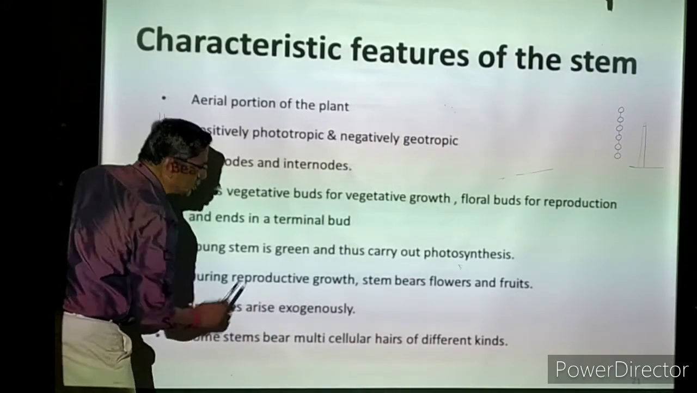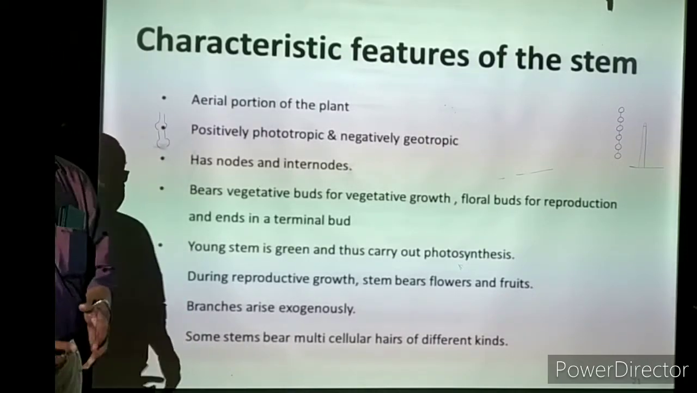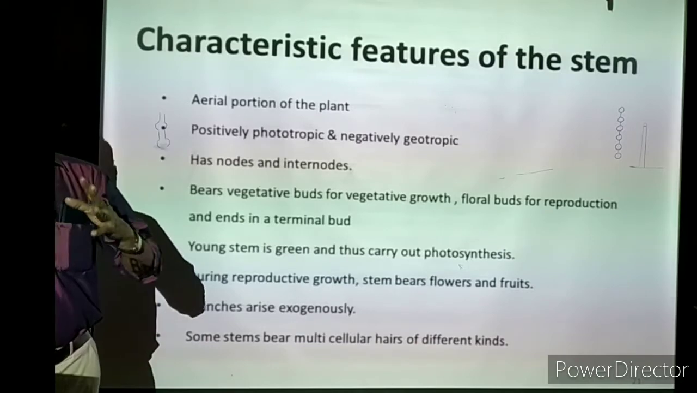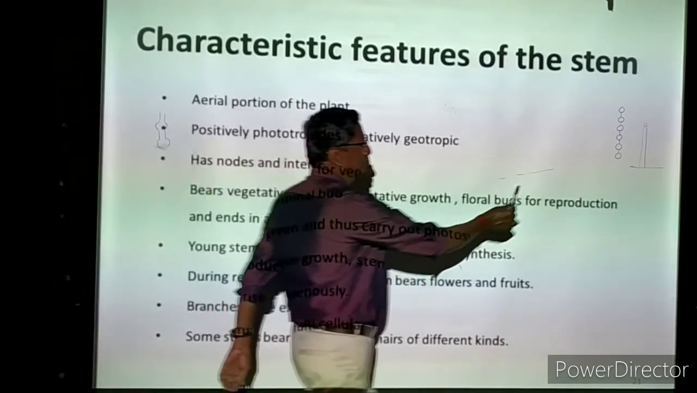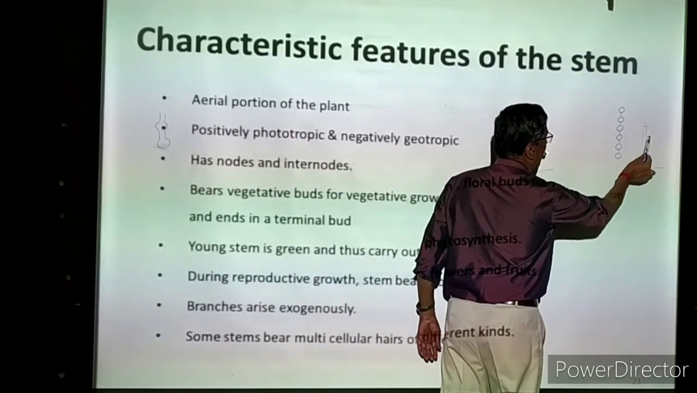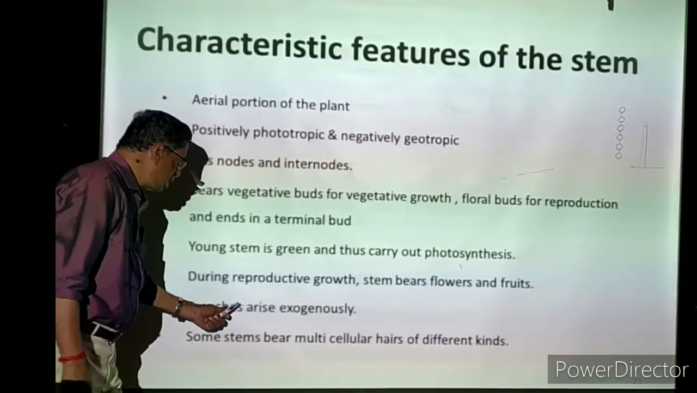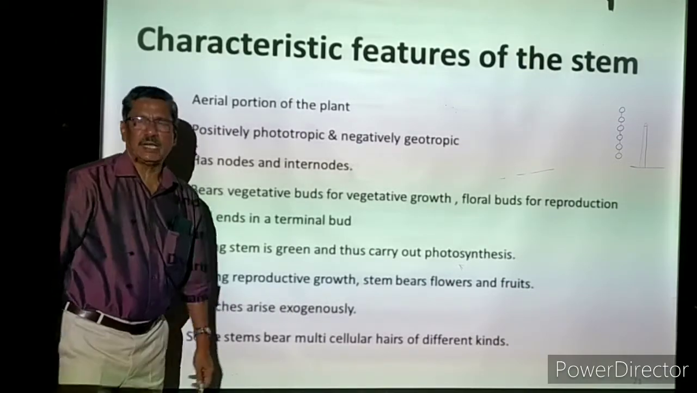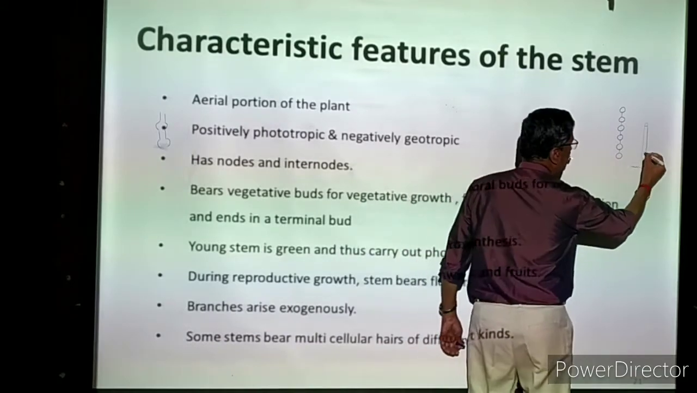Branches arise exogenously. What is the meaning of branches growing exogenously? The main stem is there. From the main stem, a number of branches come out. Now this is the main stem, and at the side a number of branches will be coming out. These are called branches, but they arise exogenously. What is the meaning of exogenous? Now imagine that one branch is coming out.